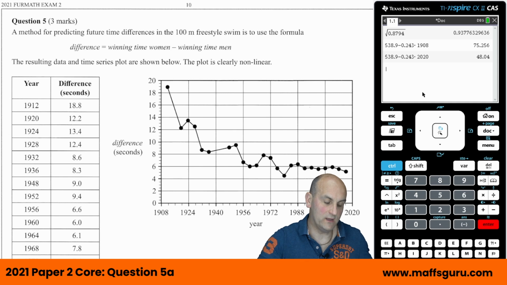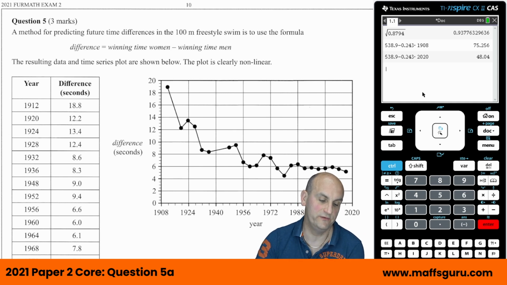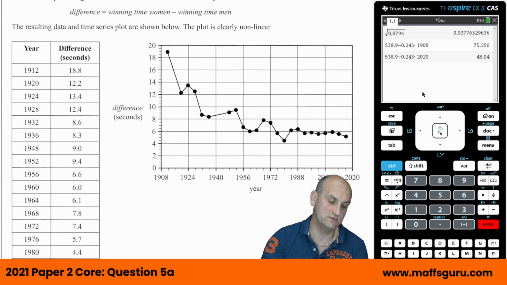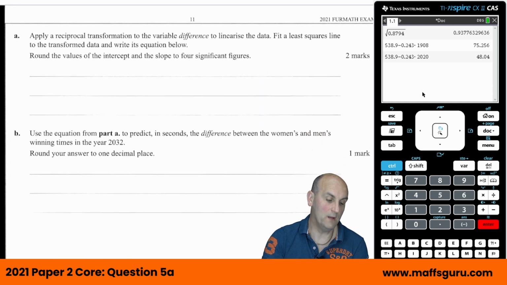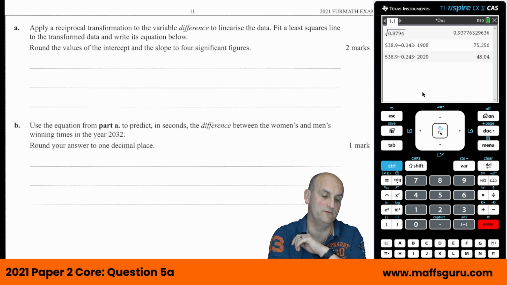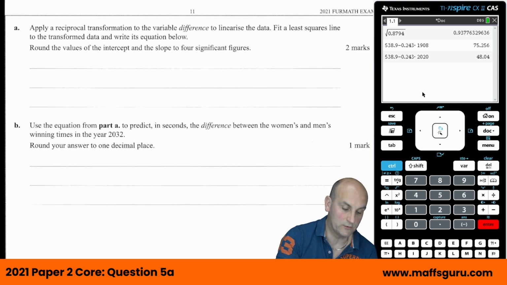Question number 5, a method for predicting future time differences in the 100 meters freestyle swim was given by that again. The resulting data and the time sequence plot was shown. The plot is clearly non-linear. Okay, I'll take your word for it. Apply a reciprocal transformation to the variable difference. So when it's a reciprocal, it's 1 on the difference.